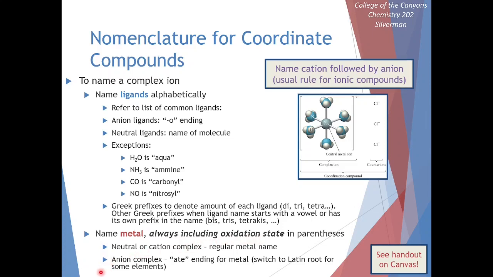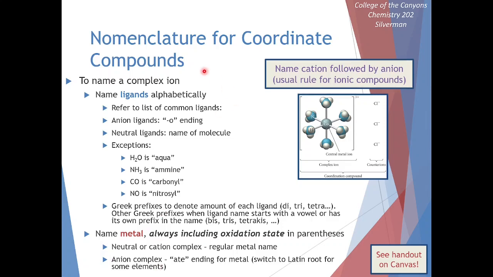We get an exception when our complex, metal plus ligands, has a net negative charge. We need to change the name of the metal to end in -ate, and occasionally switch to the Latin root for our metals when it makes the name sound nicer. Once again, we have a handout on Canvas to help us, but that's how we name our complex: the ligands in alphabetical order with our prefixes, followed by the metal with its charge, and occasionally changing the metal to the -ate ending if our entire complex is negatively charged.